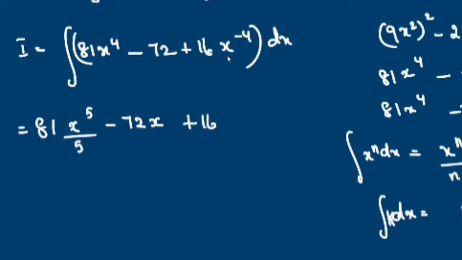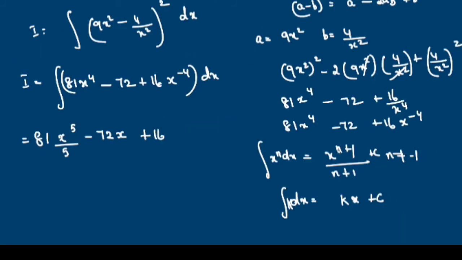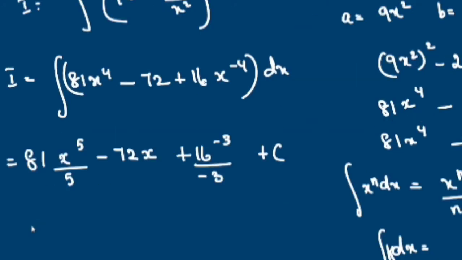Plus 16 x power minus 4, use this formula again. In the place of n, put minus 4. So minus 4 plus 1 is minus 3, by minus 4 plus 1, minus 3, plus c. That's all. That's the answer. So the final answer is 81 by 5 x power 5 minus 72x.